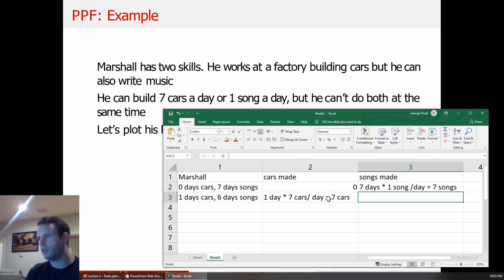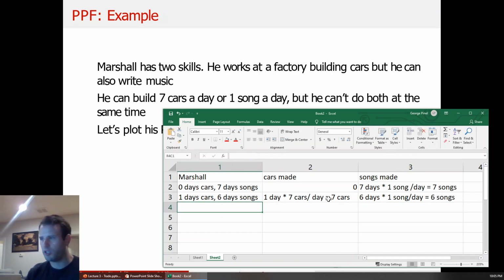Okay, how many songs does he make? So he spends 6 days times 1 song per day equals 6 songs. Okay, and then I'm going to drag this down.